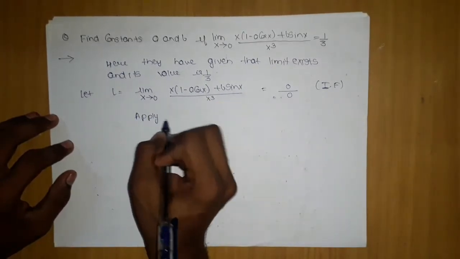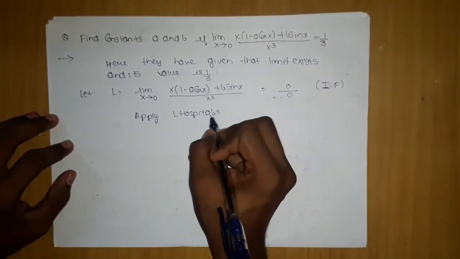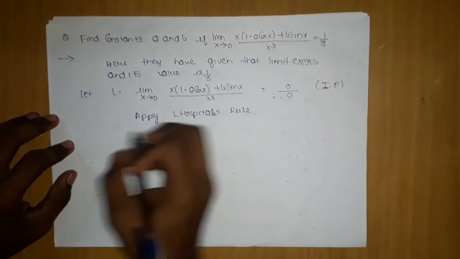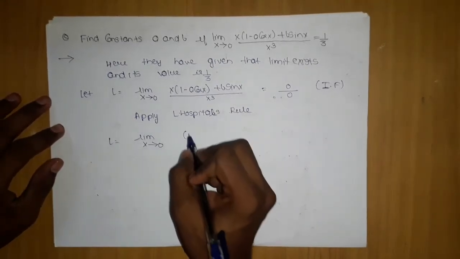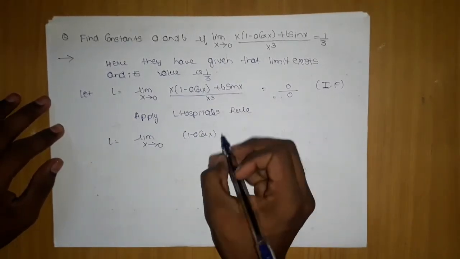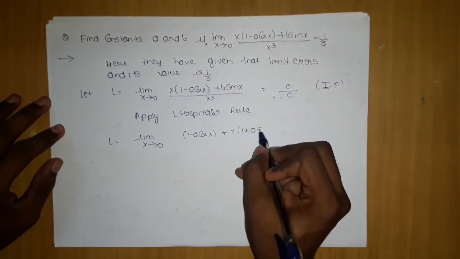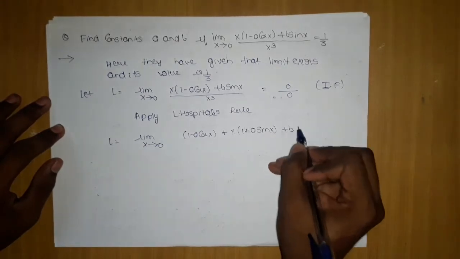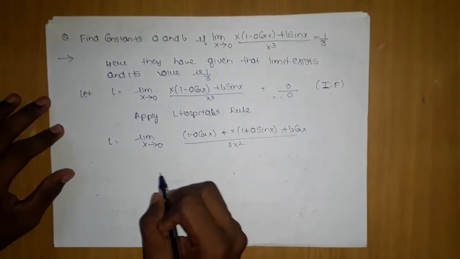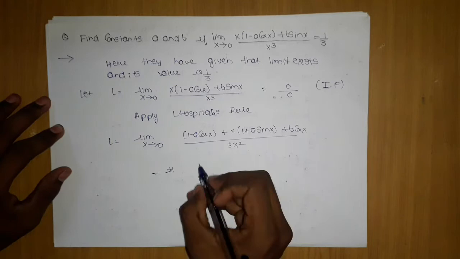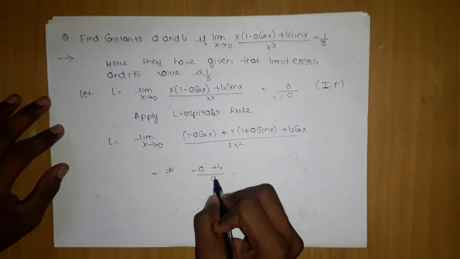Apply L'Hopital's rule. What do you get? Limit x tends to 0, (1 minus a cos x plus x into (1 plus a sin x plus b cos x)) the whole by 3x square. Now if you substitute the values, what you get? This will become minus a, this will become b, rest it will be 0.